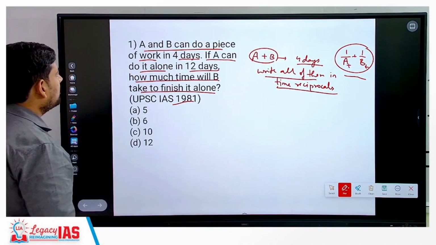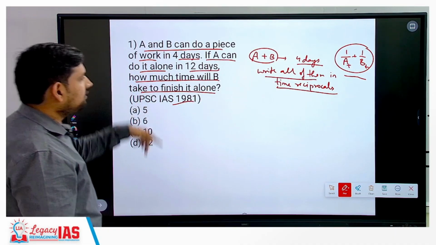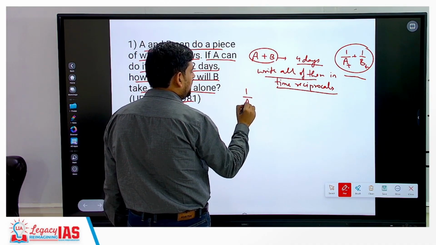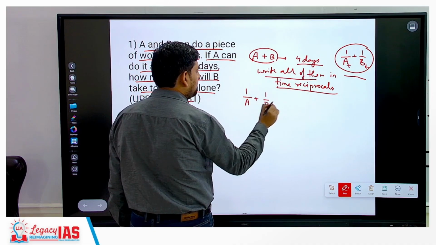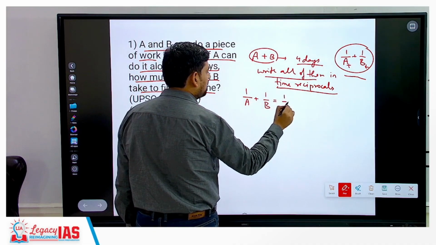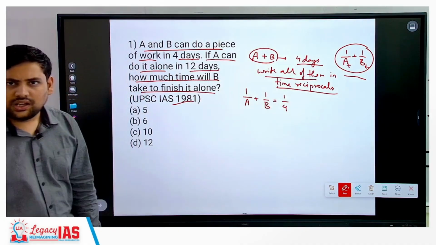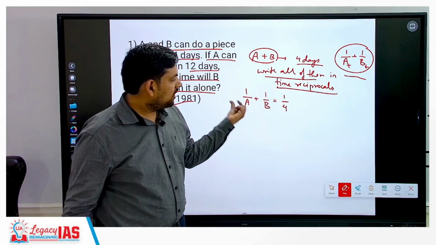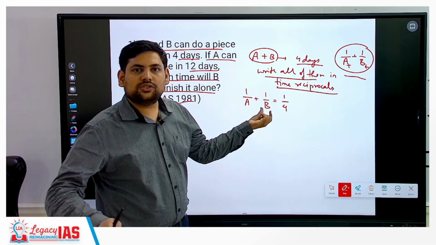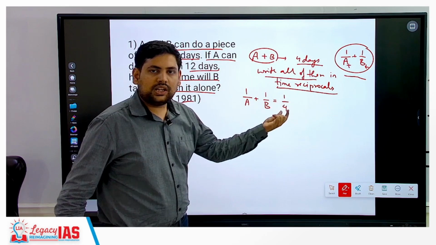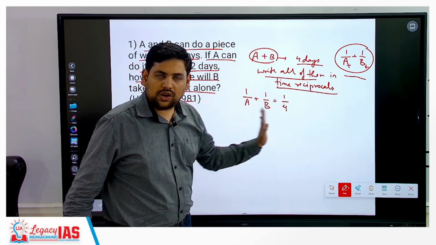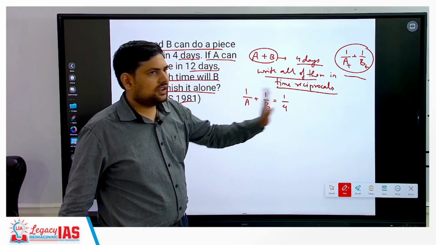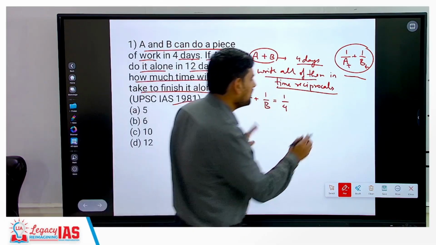Okay, so let's do it. A and B can do a piece of work in 4 days. So 1 by A plus 1 by B can do a work in 4 days. So 1 by 4, simple. Time reciprocals. This is the time taken by A to complete the job alone. This is the time taken by B to complete the job alone. When they are working together, they are completing it in 4 days. So 1 by 4. All are in the denominator, we have times. Understood? Above we have 1, 1, 1.